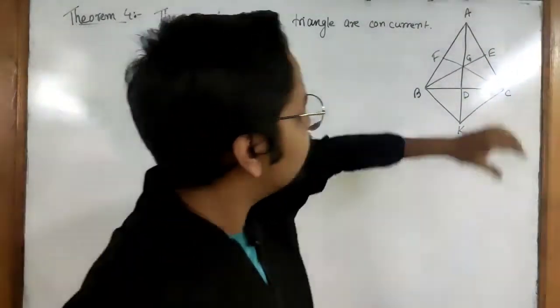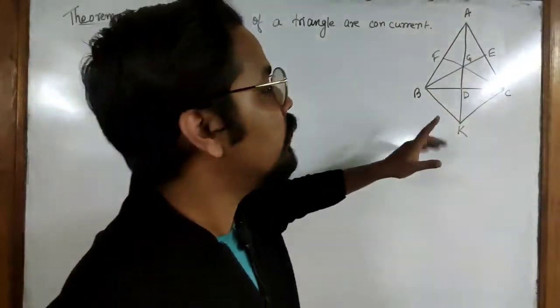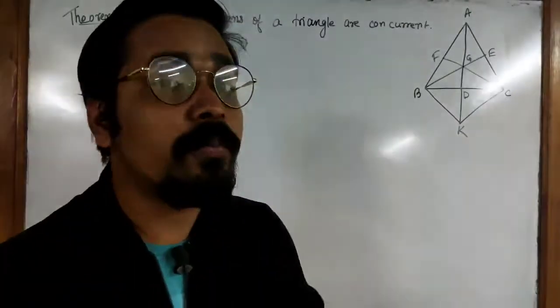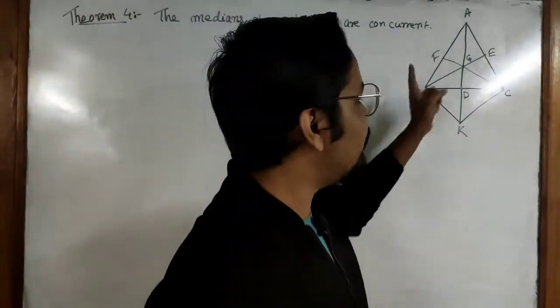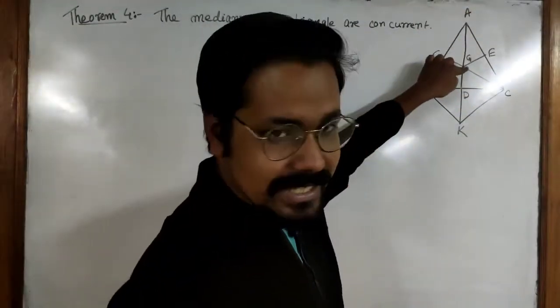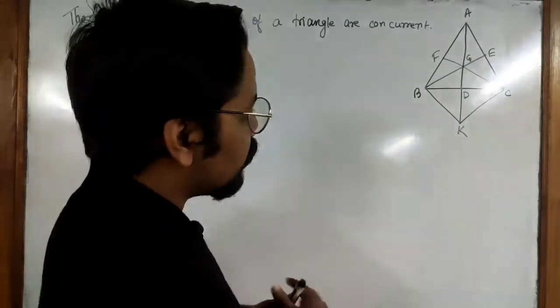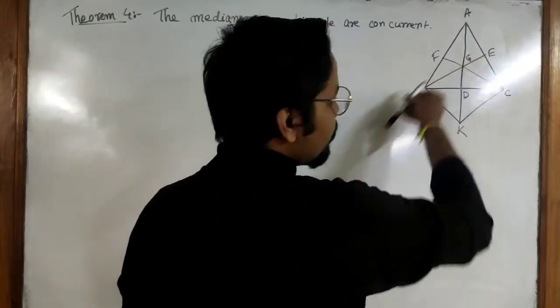So what we have done is we have connected AG and extended it to D. We are not assuming that AD is the median. No, we have to prove this. So we have taken BE as the median, CF as the median, which meet at point G. We join AG, extend it to D. First step. Then we have this BE line.